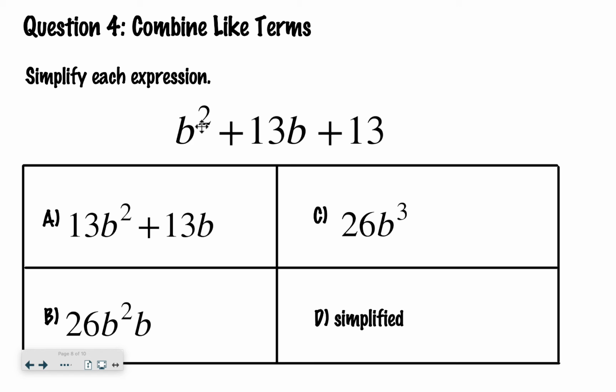Hopefully you realize this one's a b squared, so it can't match with either of the other 2. And then this has a b and this does not. Even though they're the same number 13, they're different because this one has a b and this one does not. So I can't combine any of those, and that is a time where we would say this is simplified.